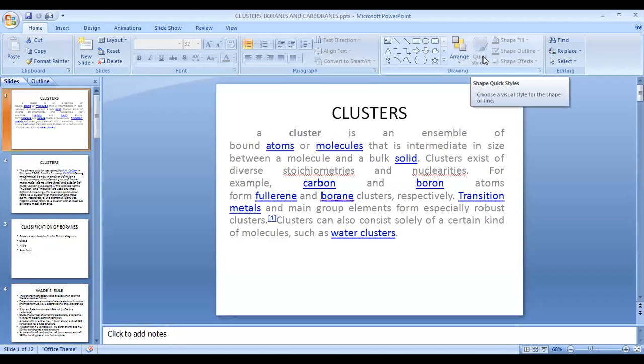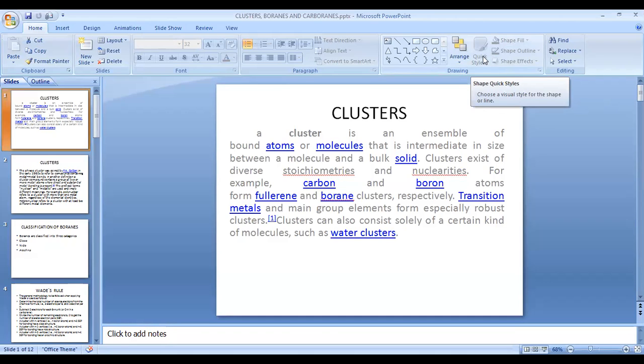Good morning, everyone. So, last topic of inorganic chemistry, that is Unit 1, which is boranes and carboranes. These two are commonly known as clusters. And let's see the definition of clusters.